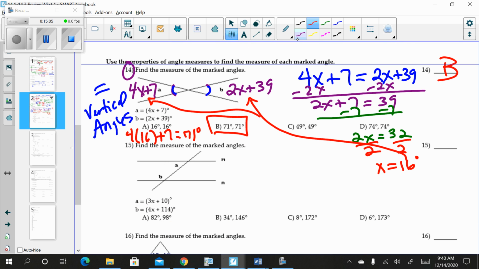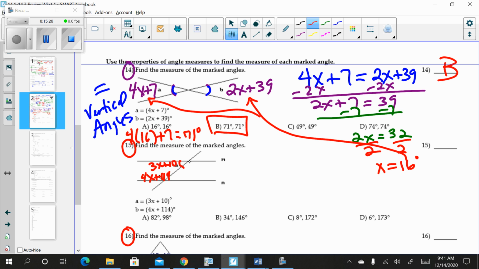All right, let's talk about the relationship for the next ones here. And then hopefully I'll help you set them up, and then you can go ahead and solve, and then don't forget to plug those numbers back in. All right, first order of business, put in the values that they're giving you. So this angle A is 3x plus 10. And then angle B is 4x plus 114.